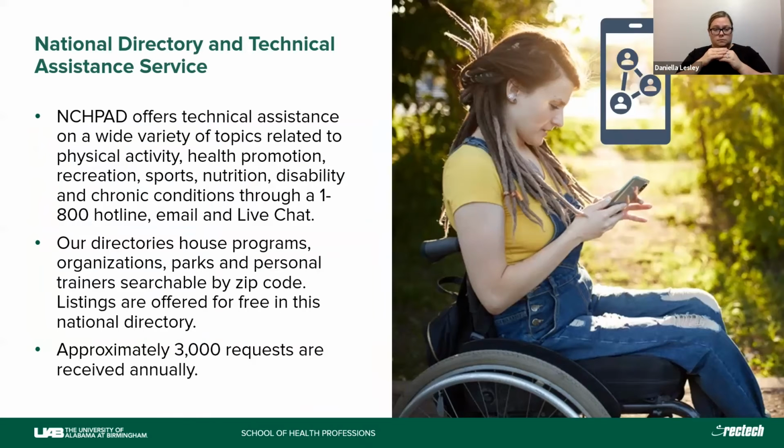So I share those data points with you just to support that there is a need for disability inclusion in both home-based and community-based fitness spaces. And so what we do through NCPAD is we try to meet these needs. And we know that the community of people with disabilities want to know what opportunities are available to them. So NCPAD hosts and we manage a national directory and a technical assistance service.